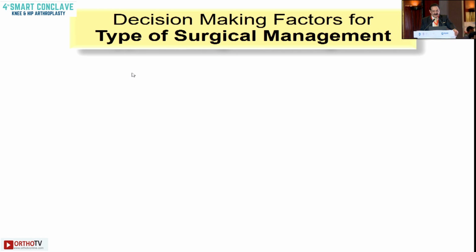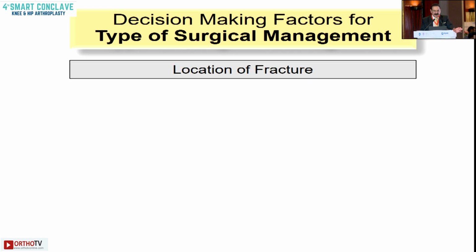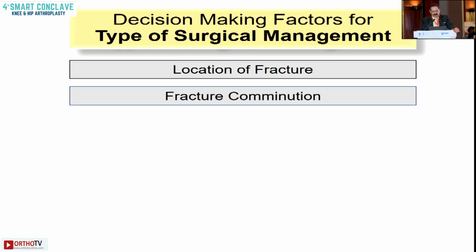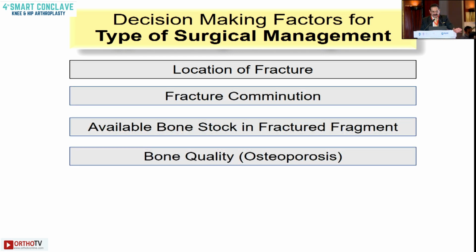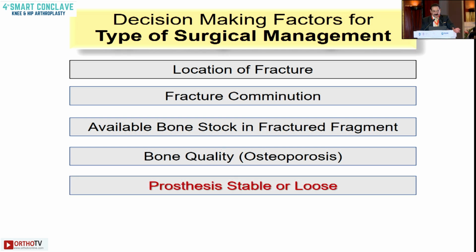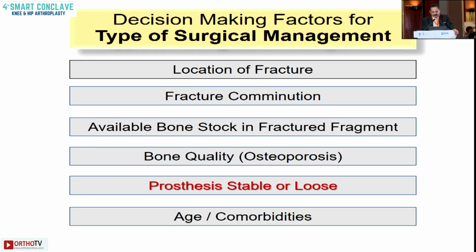Now, what are the decision-making factors when you decide on surgical treatment? It depends on location of fracture, comminution, bone quality, what bone stock is available in the fracture fragment, and most important, is the prosthesis loose or stable? And do take into account age and comorbidities, how far can you go in surgery.